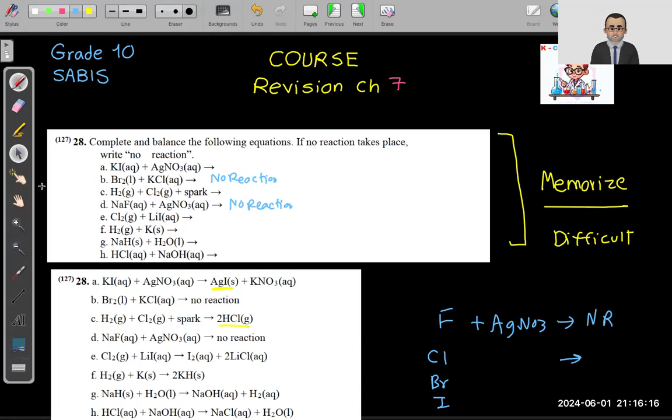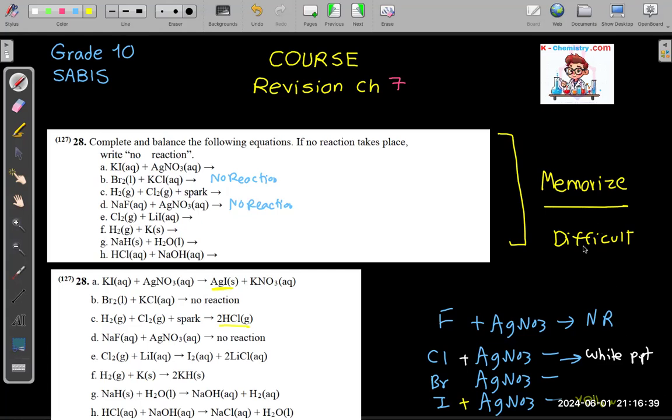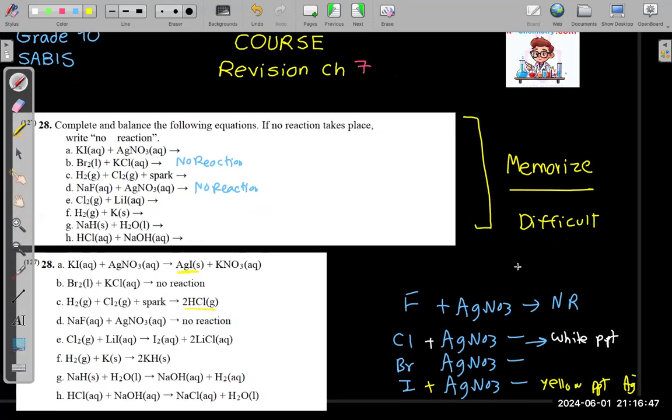What was the product in every one? The first one formed a white precipitate. The second one formed a creamy precipitate. The third one formed a yellow precipitate. So first one formed what? Chloride with silver nitrate, white precipitate. The last one formed a yellow precipitate. What is the name of the precipitate, Mister? It's called AgI. This one is called AgCl. And here is creamy, that's AgBr.